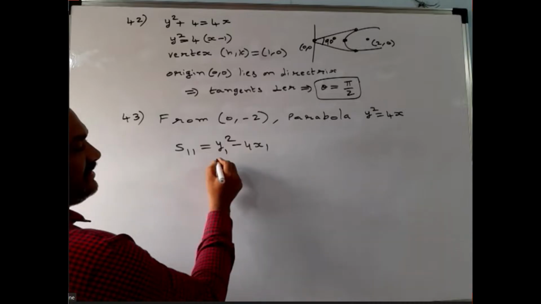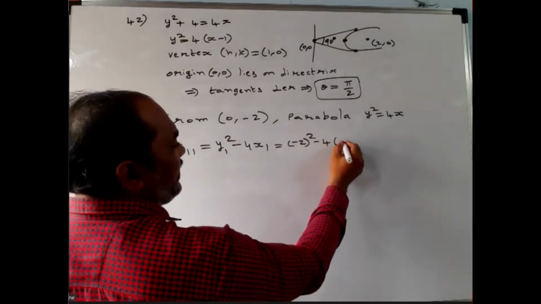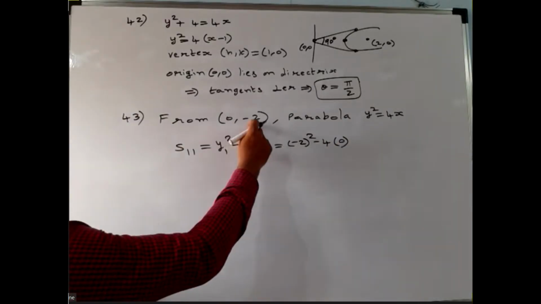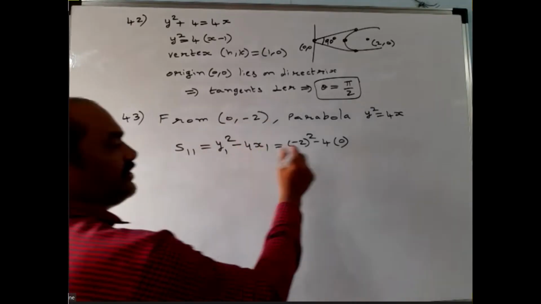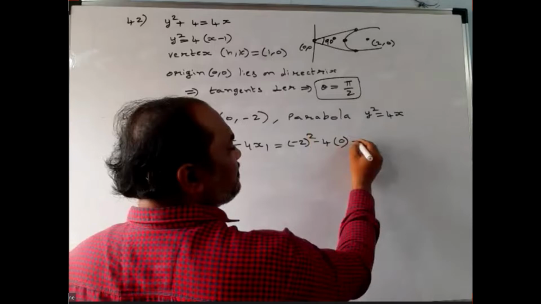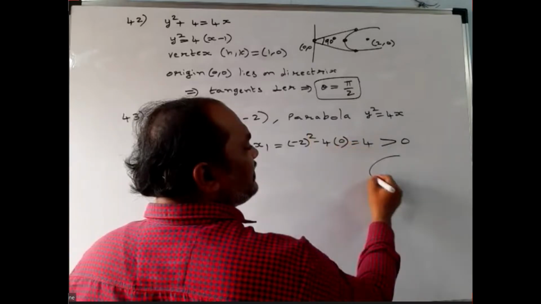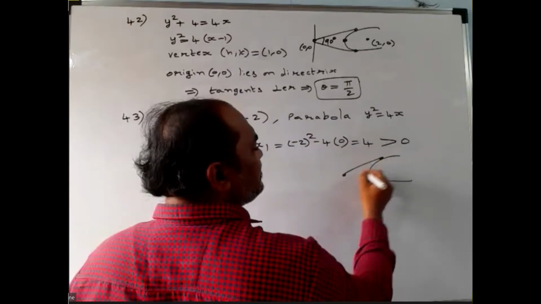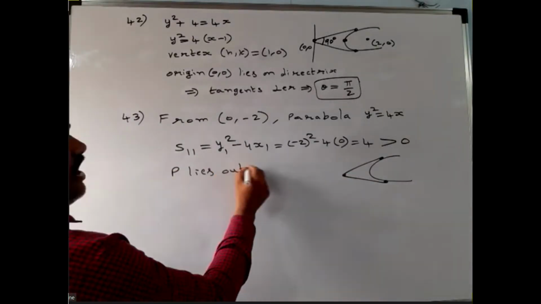Students, y1 is minus 2, whole square, minus 4x1, where x1 is 0. So minus 2 whole square is 4. Is it positive? S11 is positive, so the point P lies outside. Whenever the point lies outside, how many tangents?